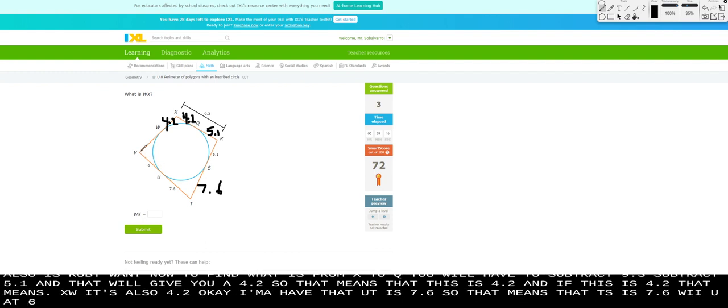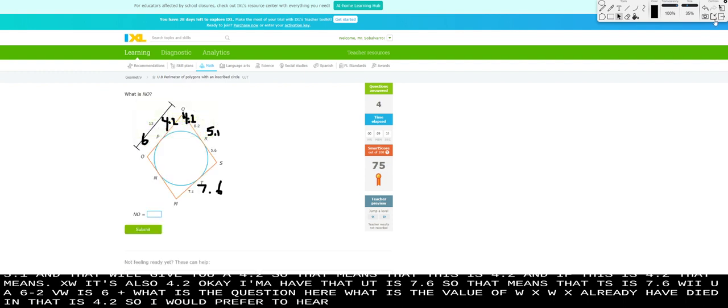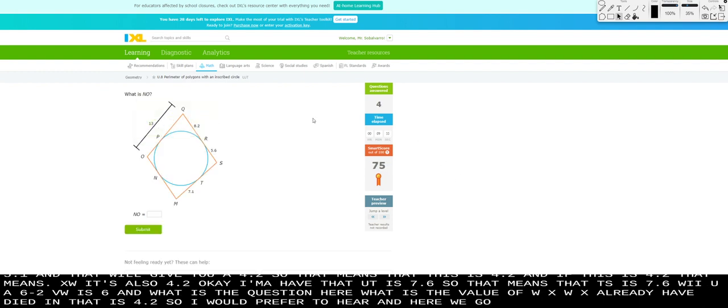VU is 6, so VW is 6. And what is the question here? What is the value of WX? WX, we already have that, and that is 4.2. So I would put 4.2 here, and there we go. Okay, so this pretty much is the same thing.